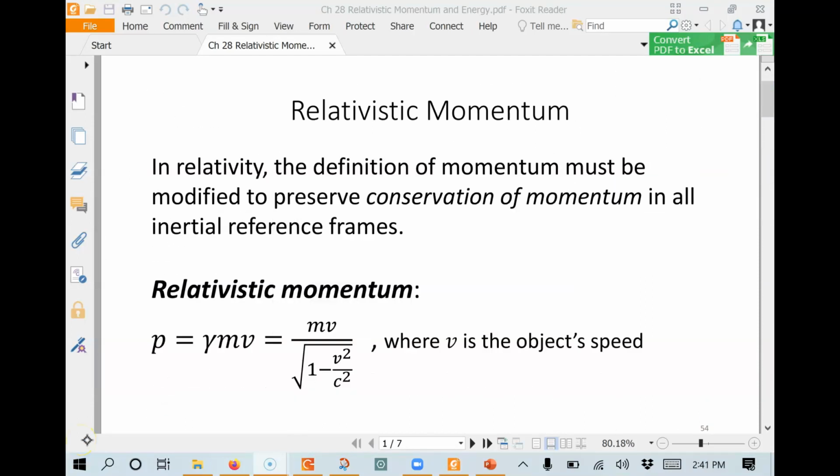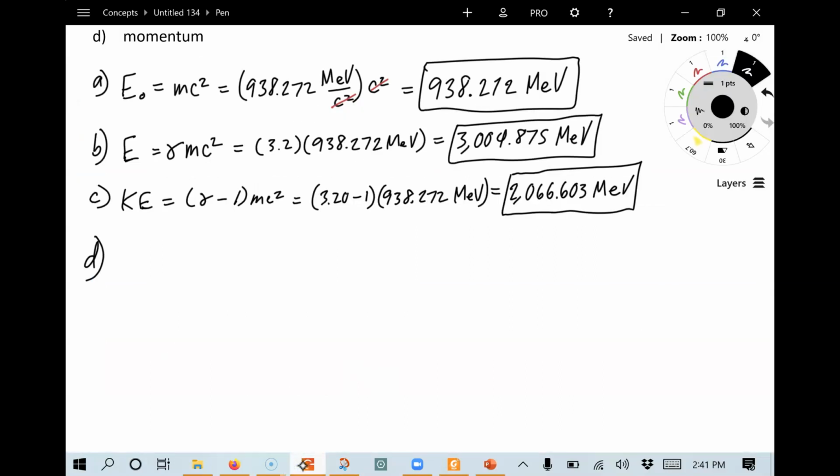Here it is. And we can see that the relativistic formula for momentum is just gamma mv, gamma times the ordinary classical formula that we're familiar with. Again, gamma is 1 divided by that square root, as usual. So we can go ahead and write that down: P equals gamma mv.